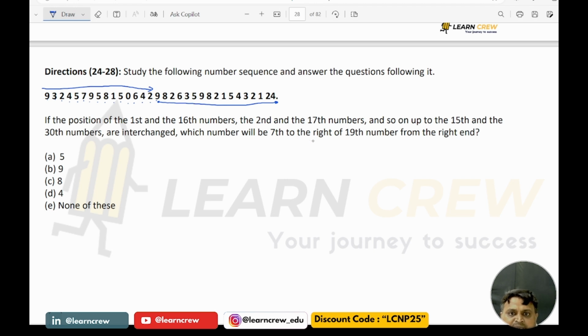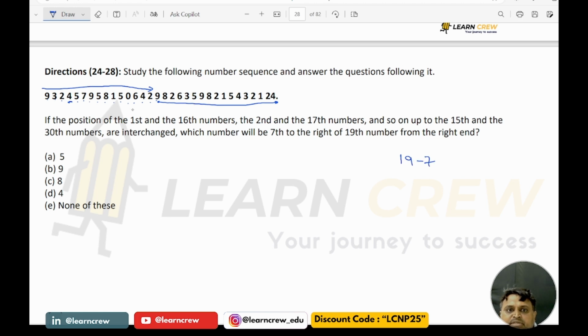Which number will be 7th to the right of the 19th number from the right-hand side? So 19 minus 7 is the 12th number. Which one is the 12th number? 1, 2, 3, 4, 5, 6, 7, 8, 9, 10, 11, 12. So the answer is 4.